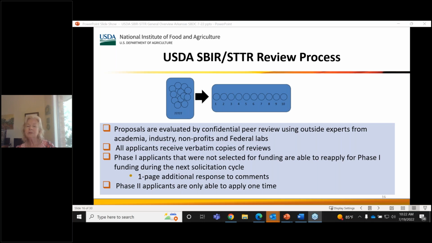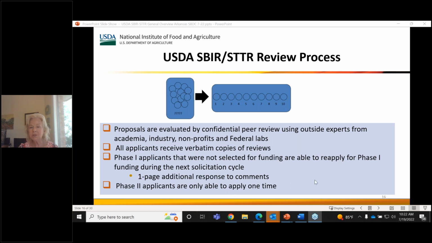All the applicants receive verbatim copies of the reviews, so you get feedback from the panelists. And if you're not selected in phase 1 the first time, going back to that 15% success rate, you're more than welcome to reapply. The feedback you receive from the panels is meant to give you suggestions to make your proposal more competitive for the next round if you choose to do that.